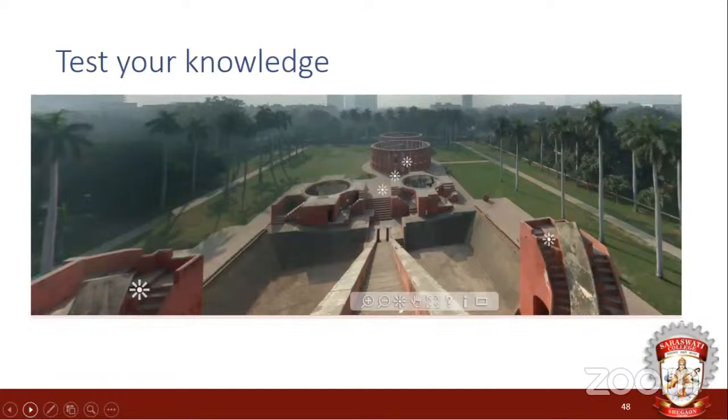Can you name the place? Anyone? Again, there is no right or wrong answer for this. Yeah, I got a first answer. Very good. Thank you, Vikas sir. It's Jantar Mantar. Vikas sir, if you can unmute and speak up about what Jantar Mantar is for the information of all of us, I'll appreciate it.